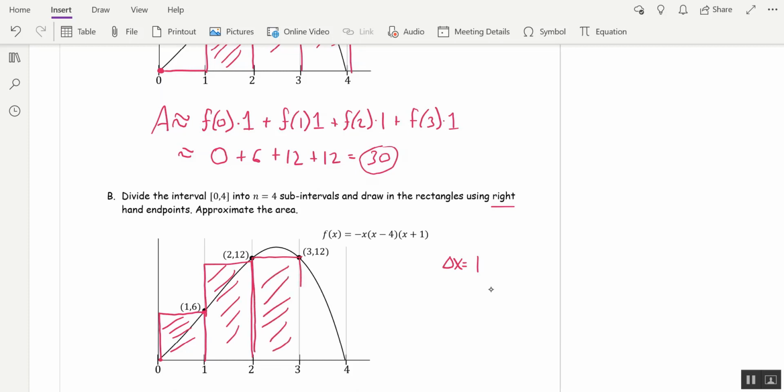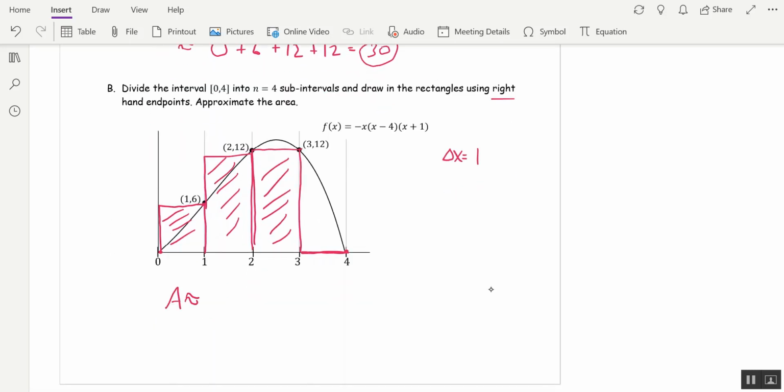The height of the fourth rectangle down here is 0. So our degenerate guy is over here. And so the area is approximately the height of the first rectangle, f of 1 times the width, which is 1, plus f of 2 times 1, f of 3 times 1, and now we're going all the way to f of 4 times 1.